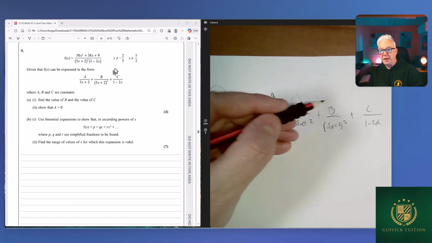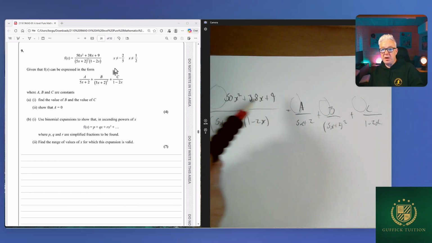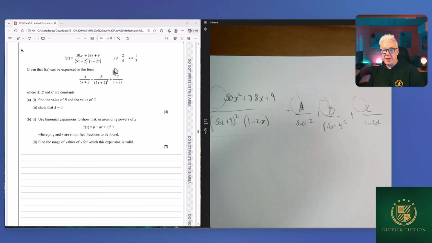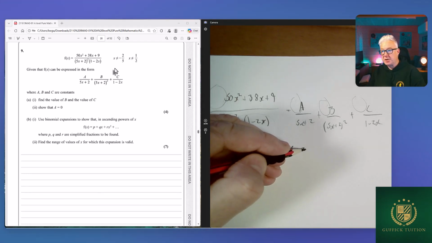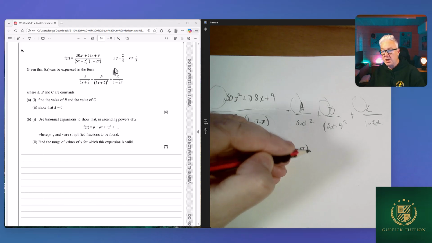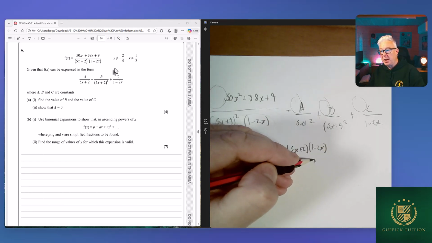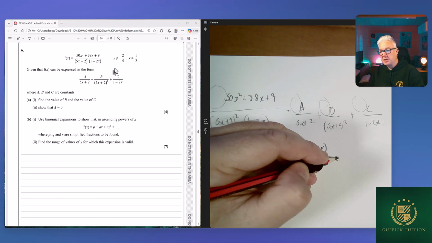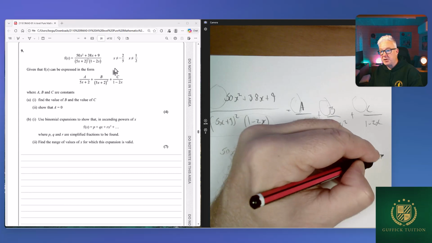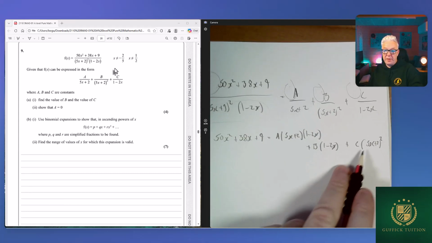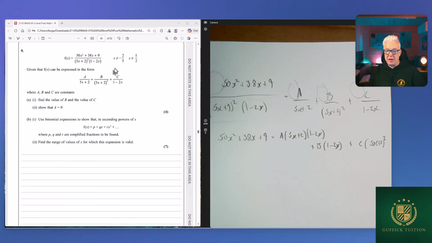Now, for the next step, I think about it as having multiplied every term in the numerator by the denominator. So I imagine that this numerator, this one, and this one has all been times by this. And when you do that, you're going to end up with 50x squared plus 38x plus 9 is equal to a times by (5x plus 2) and (1 minus 2x), plus b times by (1 minus 2x), plus c times by (5x add 2) all squared. So this line here is what we get when we've multiplied every numerator by the denominator.